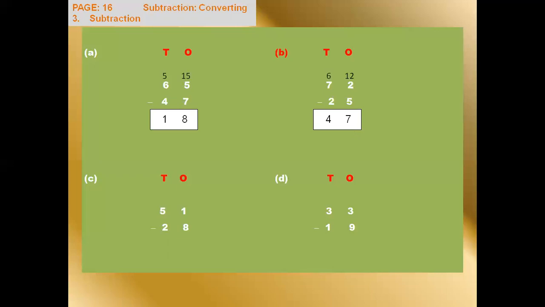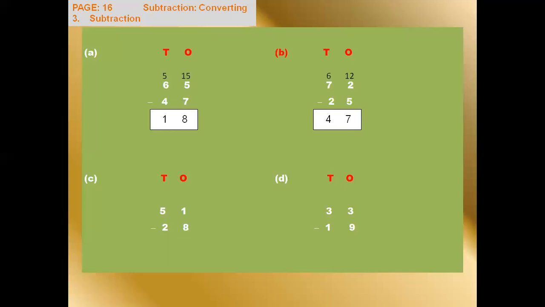So we will write 7 here. Then draw 6 lines here: 1, 2, 3, 4, 5, 6. Then cut 2 lines and 4 are left, and we write 4 here. The answer is 47. 72 minus 25, the answer is 47.